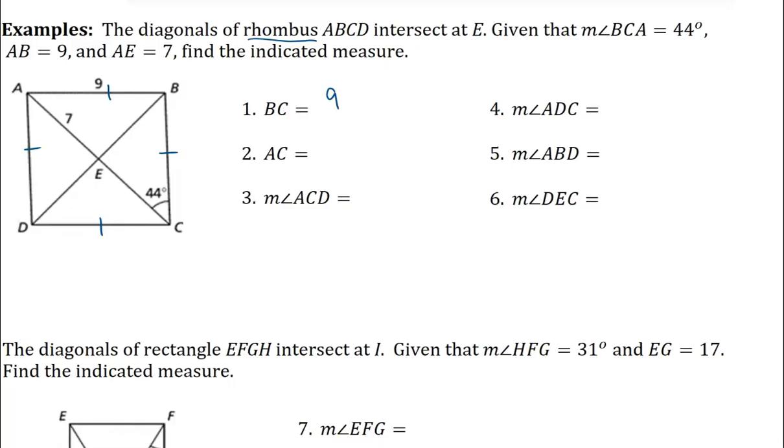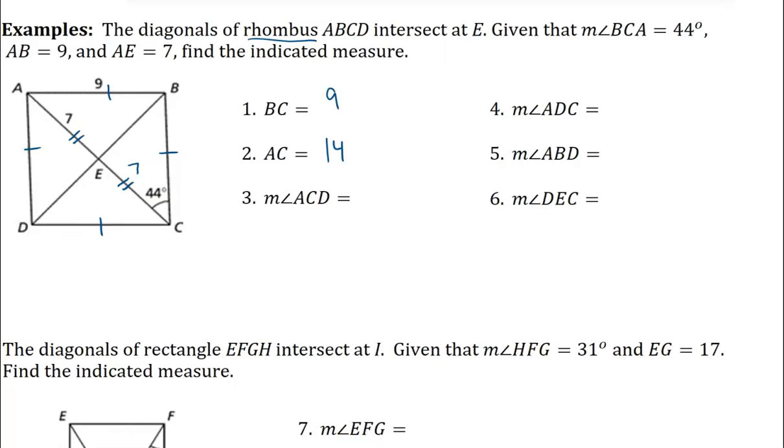Okay, AC is the length of a diagonal. Well, I know that this part is 7, but because diagonals bisect each other, these two have to be congruent. So EC is also 7, therefore AC is 14. Make sure you don't just say, oh, it's 7 because they're the same. Pay attention to what you're looking for, okay?